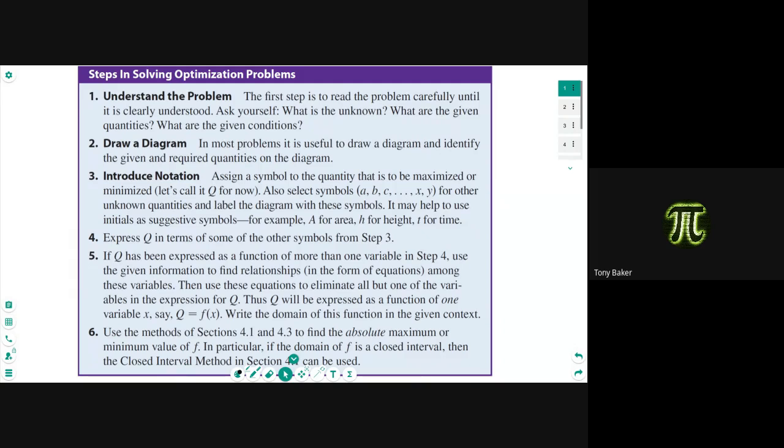The quantity you're looking to minimize or maximize needs to be in a form that you can solve, like solving it for a specific variable, or getting the problem in a way that we can do implicit differentiation, those types of things on them. If it's been expressed in more than one variable, use those relationships to simplify things down, using substitution, elimination, those methods that we've done in algebra and whatnot.